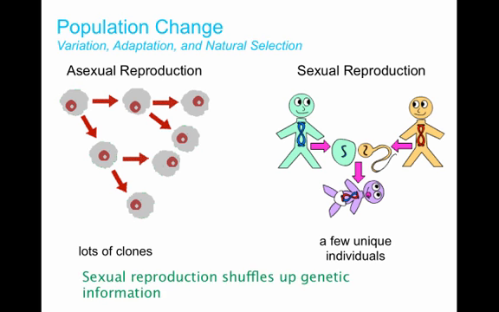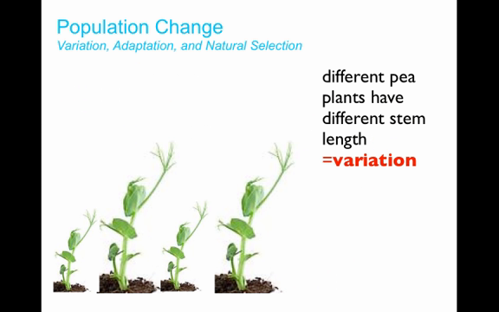On the other hand, sexually reproducing populations shuffle their genetic information with every single new generation, and so there tends to be a lot more differences between individuals. Let's look at an example of how variation can lead to a change in a population over time.